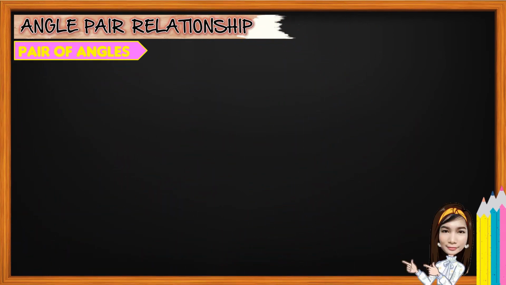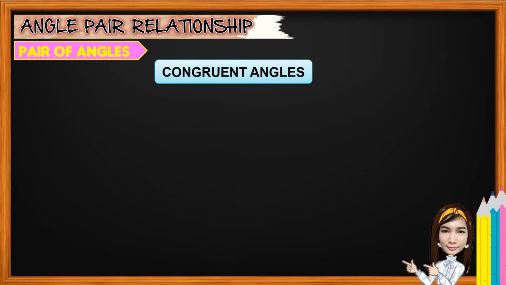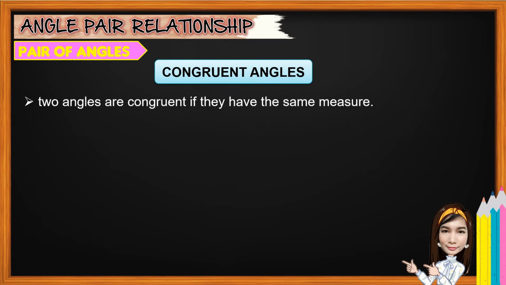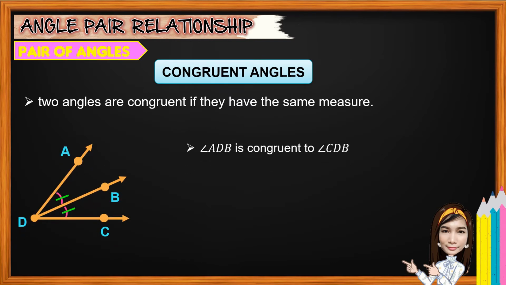Now let's have another pair of angles. We have the congruent angles. Two angles are congruent if they have the same measure. So given the figure, we have here angle ADB is congruent to angle CDB. As you can see, we have the congruent markings. And that is denoted by angle ADB congruent to angle CDB. So the measure of angle ADB is equal to the measure of angle CDB. For example, if the measure of angle ADB is 35 degrees, therefore the measure of angle CDB is also 35 degrees.